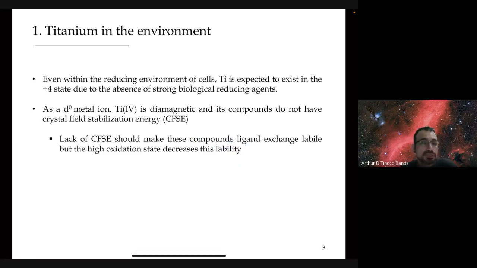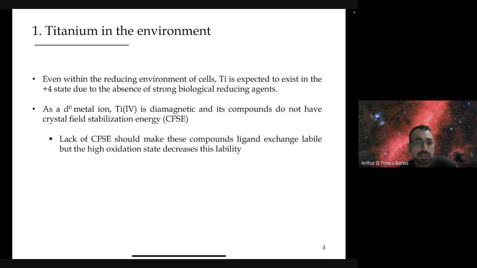Even within the reducing cellular environment, titanium is expected to exist in the +4 state. That is because within the cellular environment, there simply isn't a strong enough biological reducing agent to reduce titanium-4 to titanium-3, or even further down.